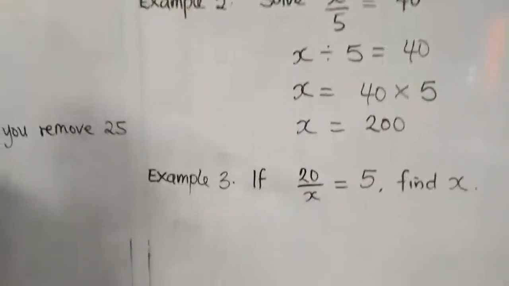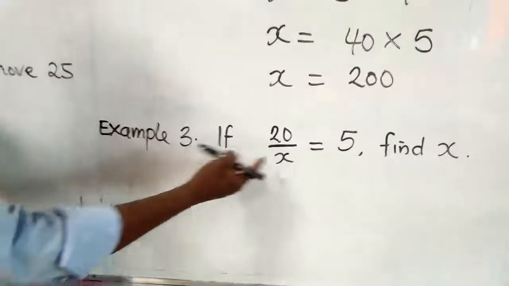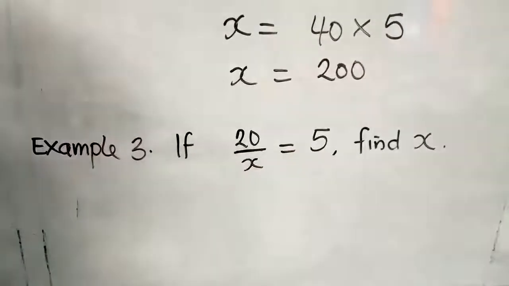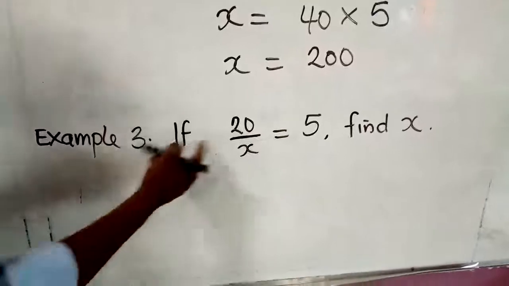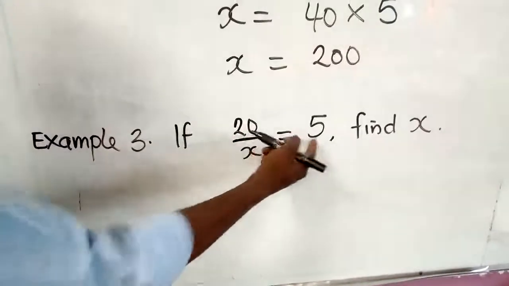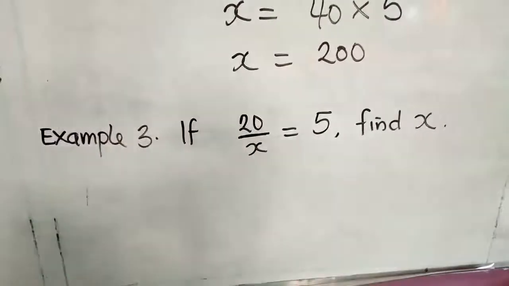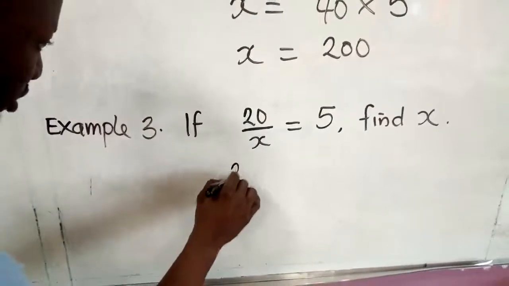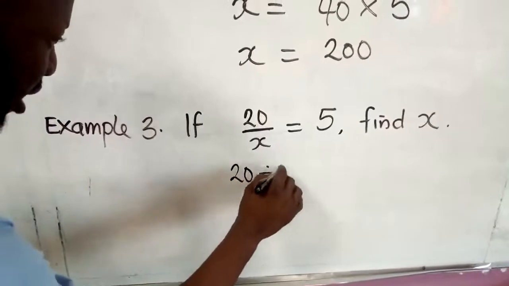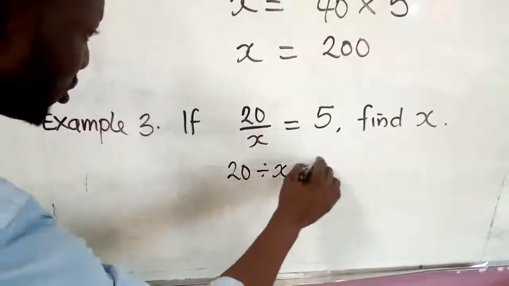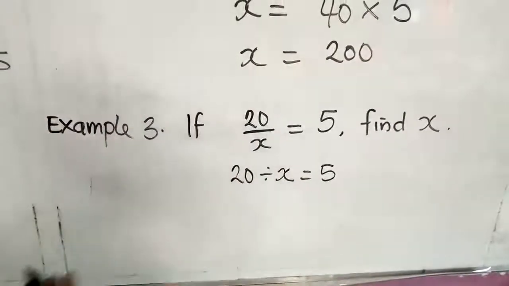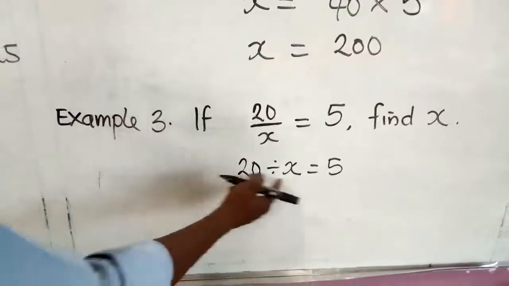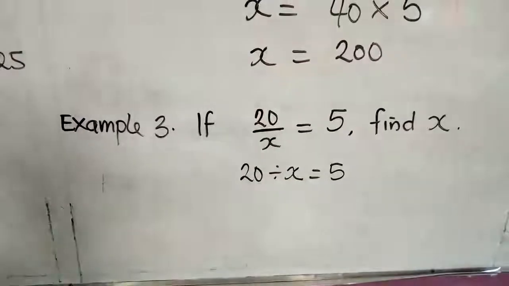And example 3. If 20 divided by x equals 5, find x. This can simply be rewritten as 20 divided by x is equal to 5. X is the missing number, so that when you divide 20 by that number, the answer is 5.